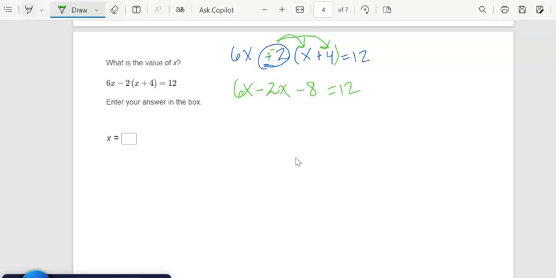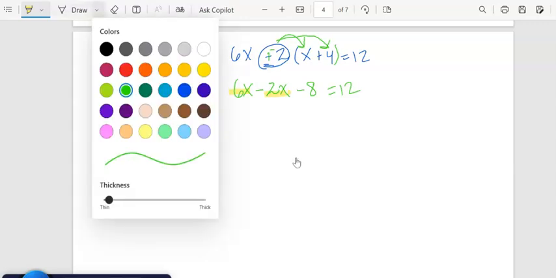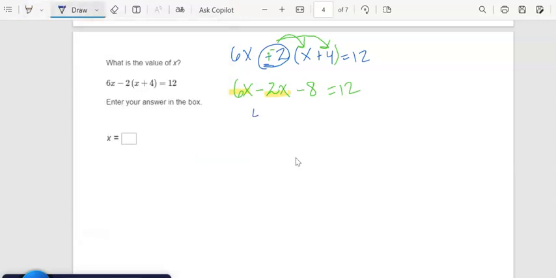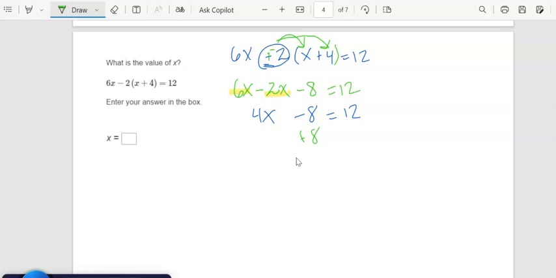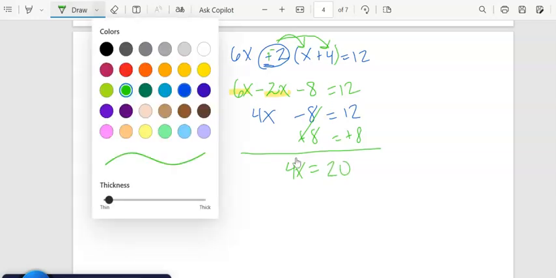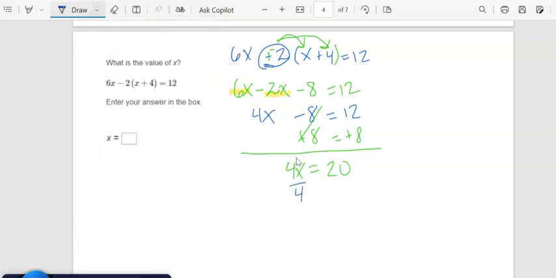Combine the like terms. We have 6x minus the 2x. 6 minus 2 is 4. Bring down the 8. Now you have a two-step equation. You have minus 8, so we're going to add 8. Once you do one side, you have to do the other. Balance the equation. This cancels. We have 4x. 12 plus the 8 is 20. Then it shows multiplication, so divide both sides by 4. And x is equal to 5.